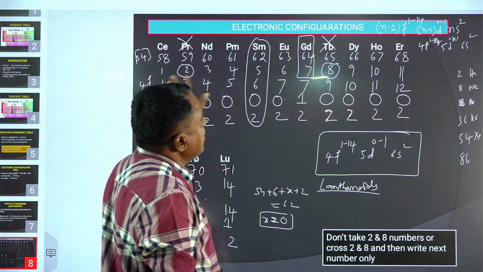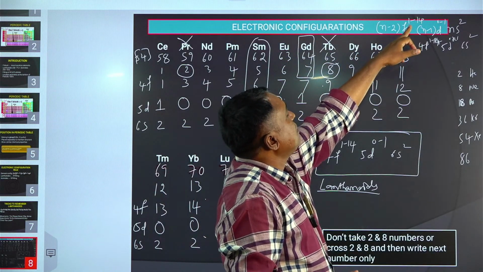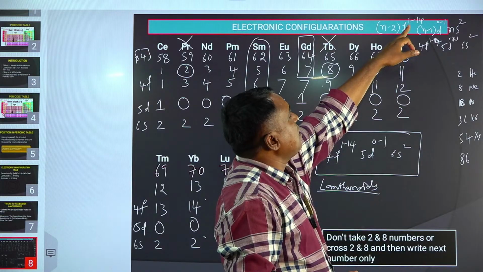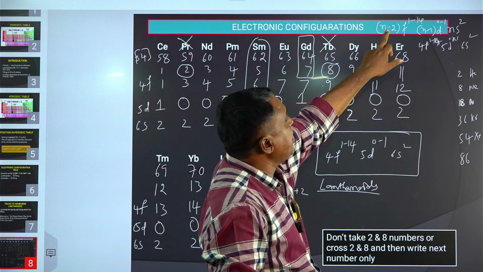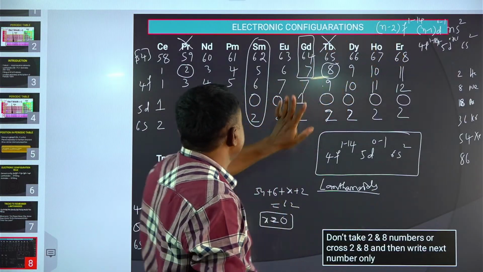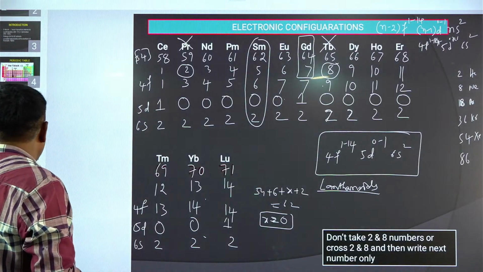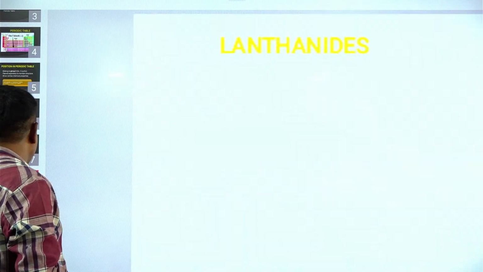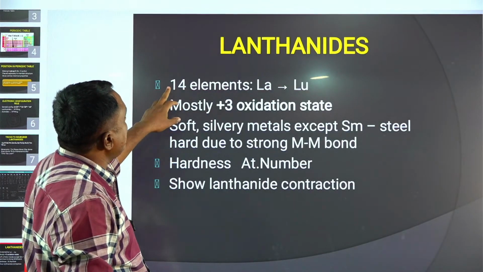In these electron configurations, the outer electron or the last electron enters into the antepenultimate shell, that is the (n-2) f shell. So this is the important point. Now after this we are going to explain some elements of lanthanides.